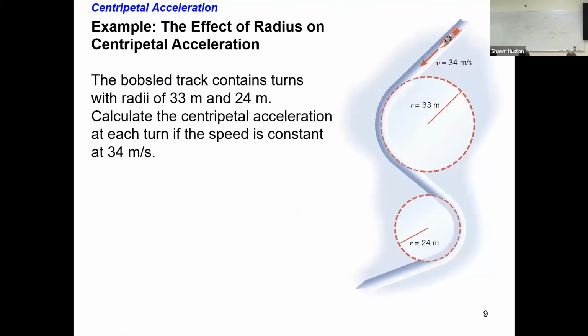All right. So I pull out another example problem. It says we've got a bobsled track with 2 turns. One has a radius of 33 meters and one has a radius of 24 meters. We want to calculate the centripetal acceleration at each one of these turns if the speed stays at a constant 34 meters per second.